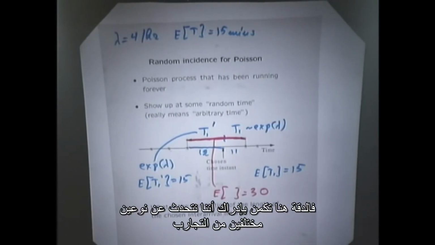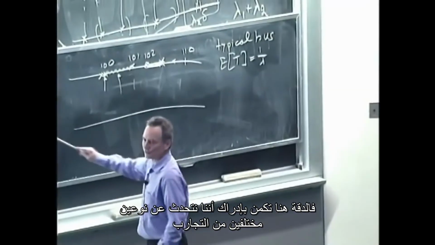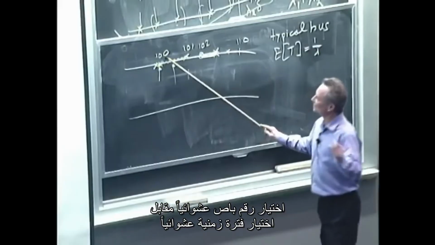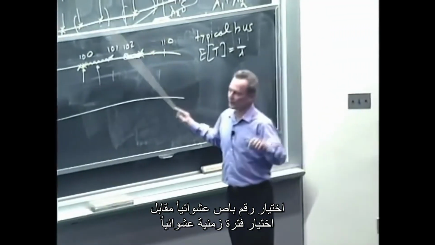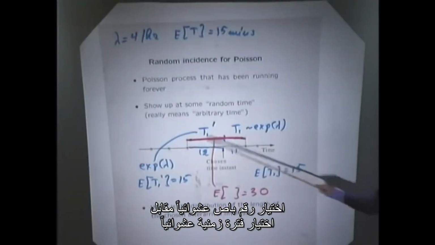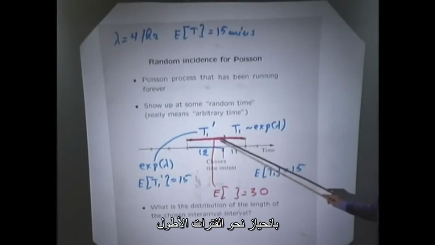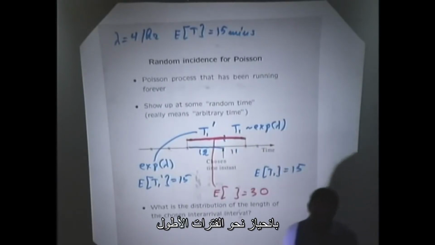So the subtlety here is to realize that we're talking about two different kinds of experiments: picking a bus number at random versus picking an interval at random with a bias in favor of longer intervals.